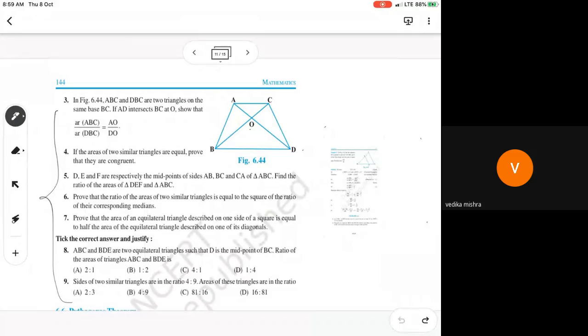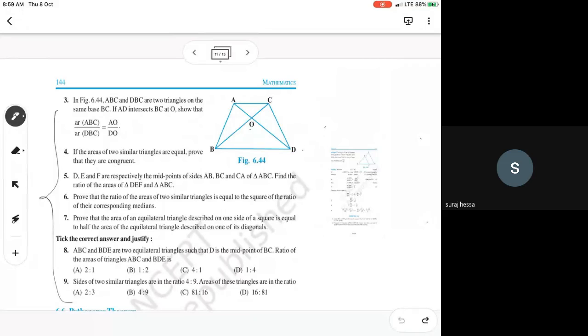If two triangles are similar, corresponding angles are equal and corresponding sides are in proportion. Can you hear me? Yes, sir. So similarity is nothing but corresponding sides in proportion. But in the case of congruent triangles, corresponding sides must be equal. So that we need to prove here.